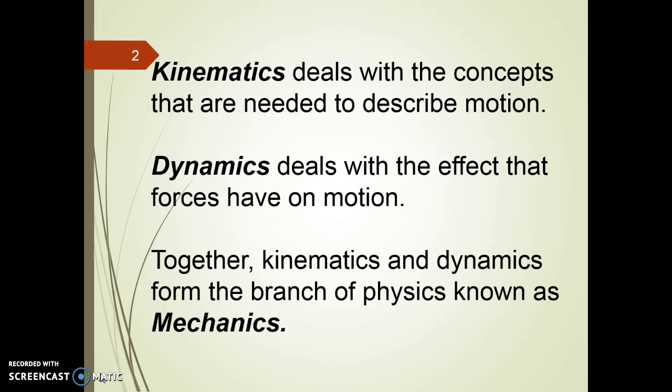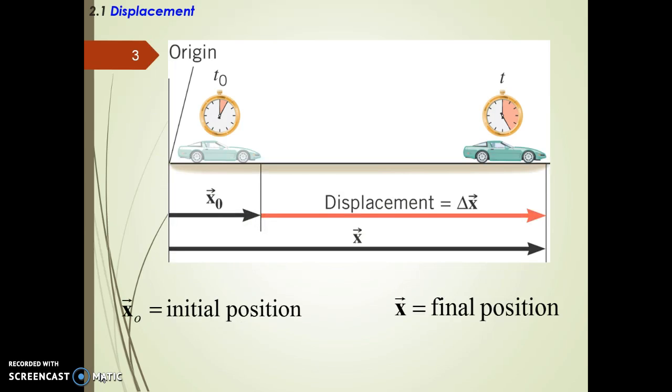All right, so how do we describe motion? Think for a minute to yourself. What is it that we use to describe motion? What sort of physical quantities and units might we use to describe motion? One is displacement. Displacement is the change in position of an object.